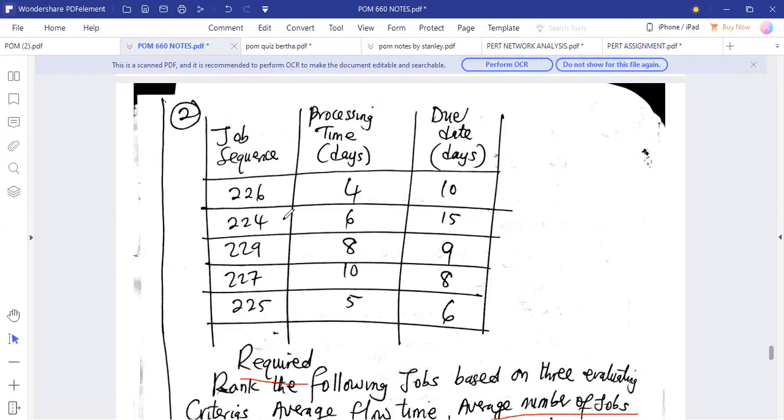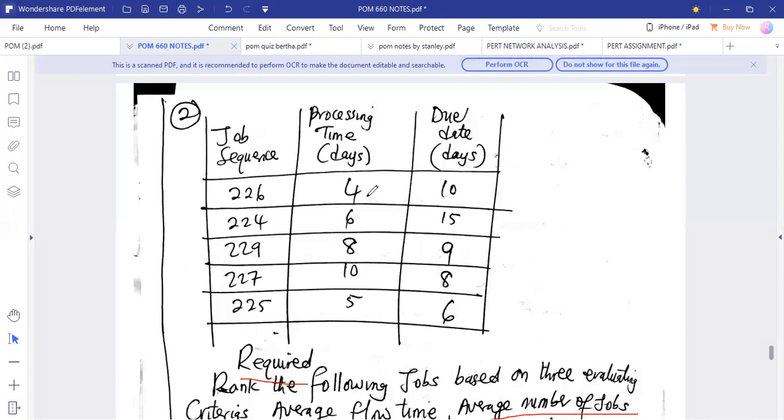And then the processing times in days, for job 226, we're taking 4 days to finish working on it. The due date is 10 days. I think for that one, we are within the boundary, because if you pass the due date, then you are late. All right, so now the other job 224 was taking about 6 days to be worked on. The 229 was taking 8 days to be worked on. The 227 was taking 10 days to be worked on. The 225 was taking 5 days to be worked on.